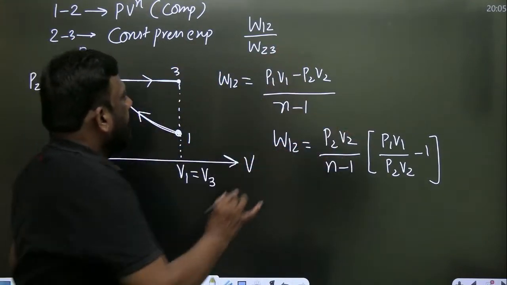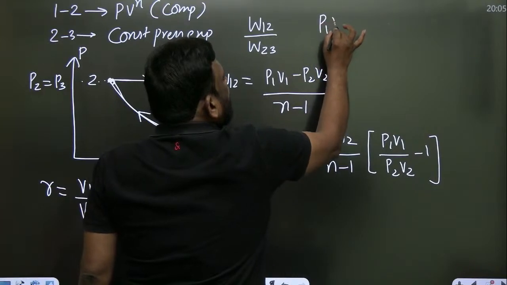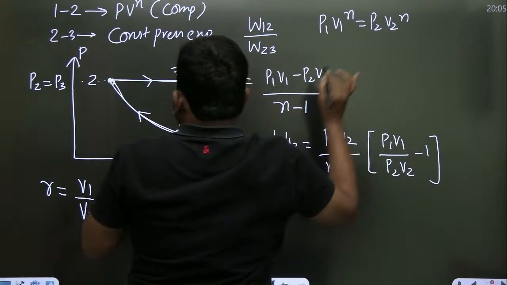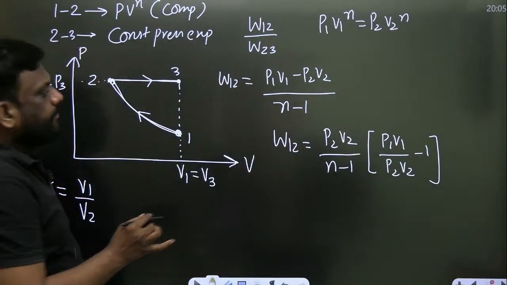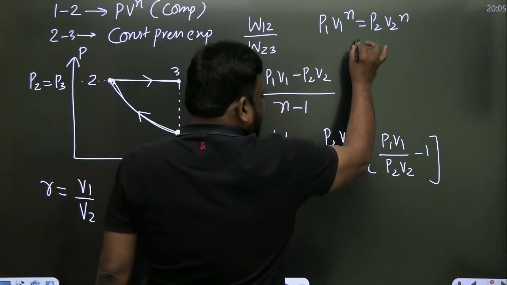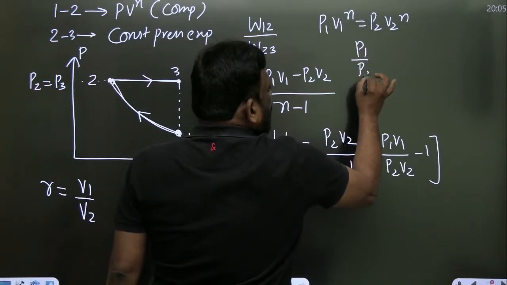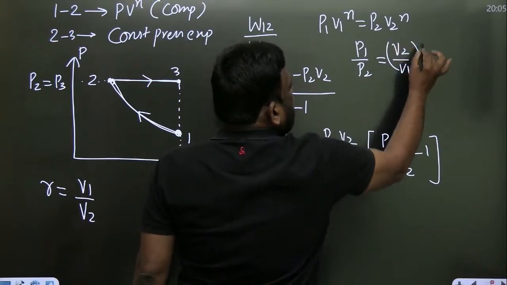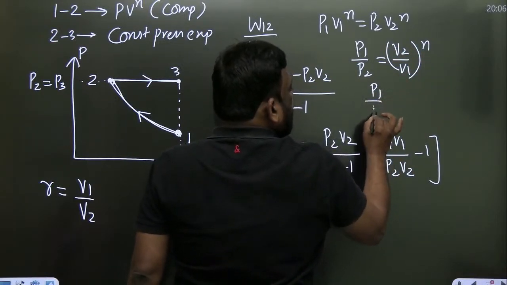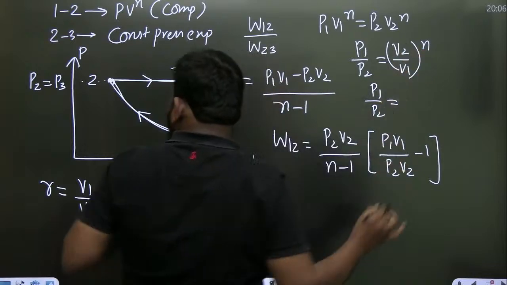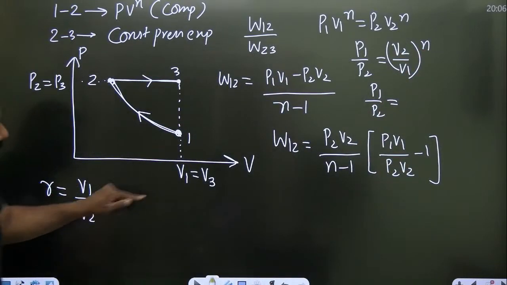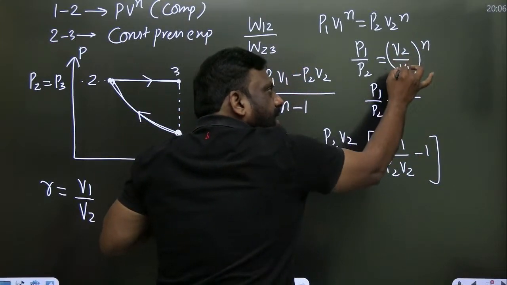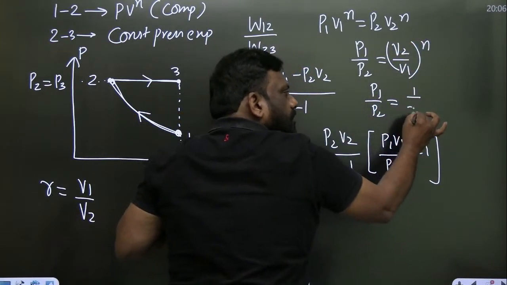Okay. Now can I write P1 V1 power n is equal to P2 V2 power n? Because 1 to 2 is polytropic process. So therefore, I can write P1 by P2 as V2 by V1 power n. ठीक है sir. So what is P1 by P2? इधर ध्यान से देखो. My compression ratio R is V1 by V2. But here उल्टा है sir. Can I write this as 1 by R? This is 1 by R. So 1 by R power n.